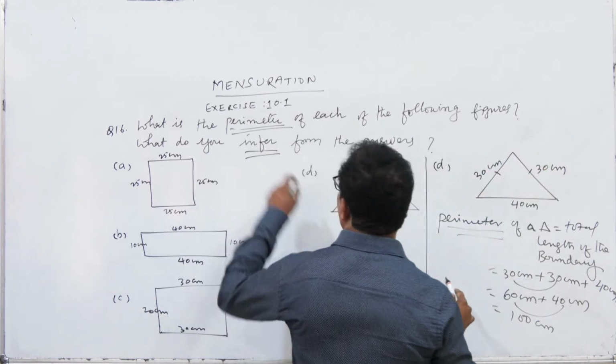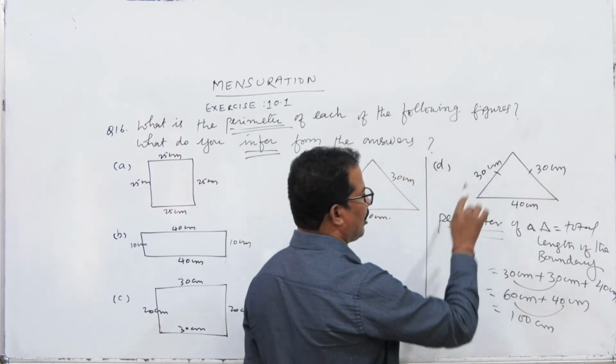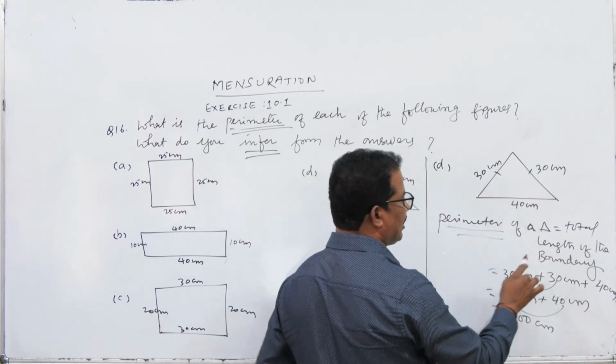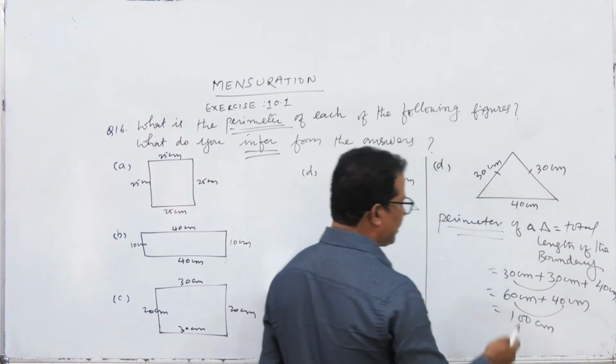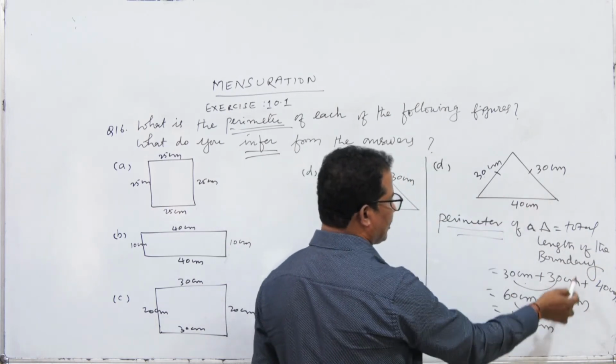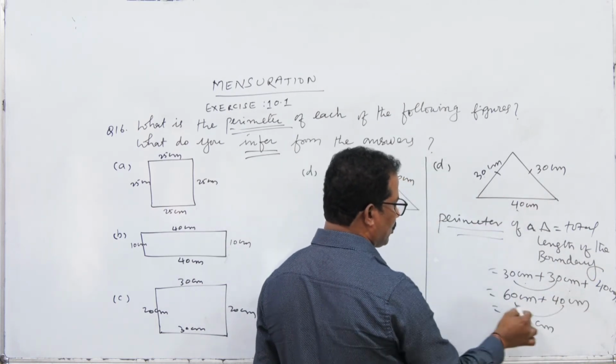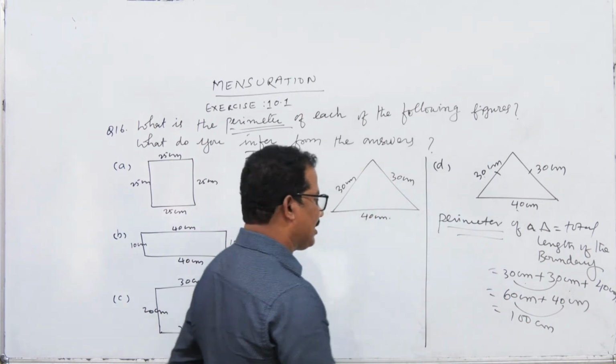See, in this question, the sides are 30, again 30, 40. We need to find the what? Perimeter of this triangle also. That perimeter of this triangle is equal to total length of the boundary. That is 30 plus 30 plus 40. We got the total length here. In this case also 100 centimeter.